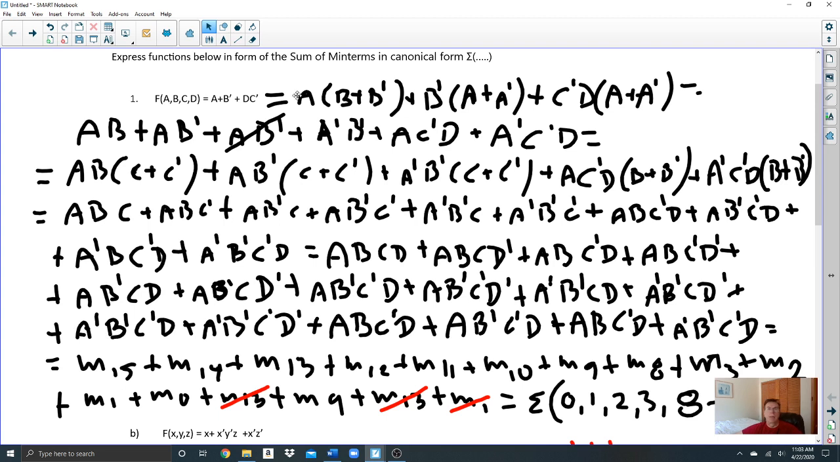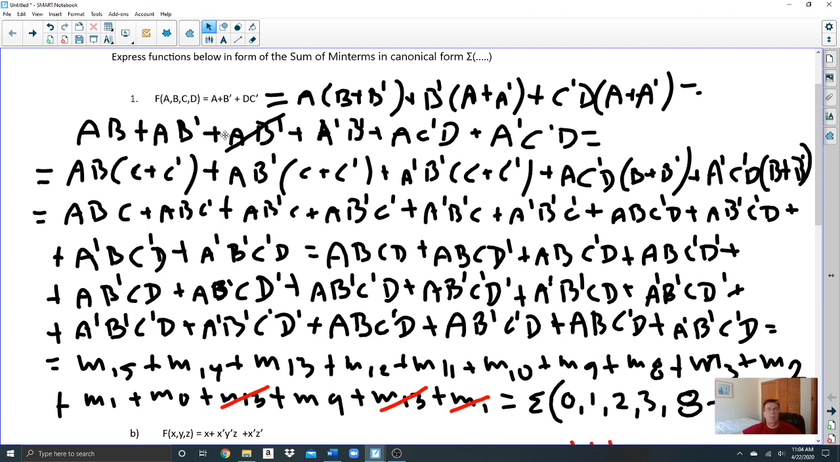Okay, so let's go from the top. A times b plus b prime. I'm expanding b prime into the missing variable, so I'll start with a. B prime also has c and d missing, but we'll start with one variable at a time. And the c prime d right here, I'm expanding with a plus a prime. So this a expands into ab plus ab prime. Now b prime expands into ab prime plus a prime b prime.